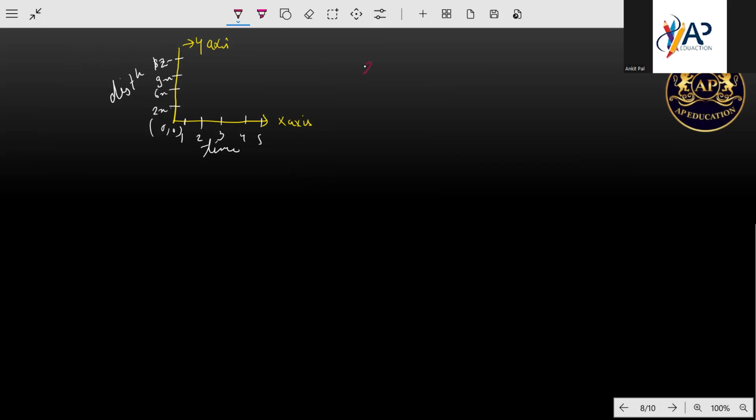The object covered 2 meter in 1 second. Next, the difference is 3, so 3 meter in the next second. Listen, there is equal interval of time, but the distance is unequal. It means the graph is non-uniform. It may be like this or it may look like this type. This type of graph always shows non-uniform motion.